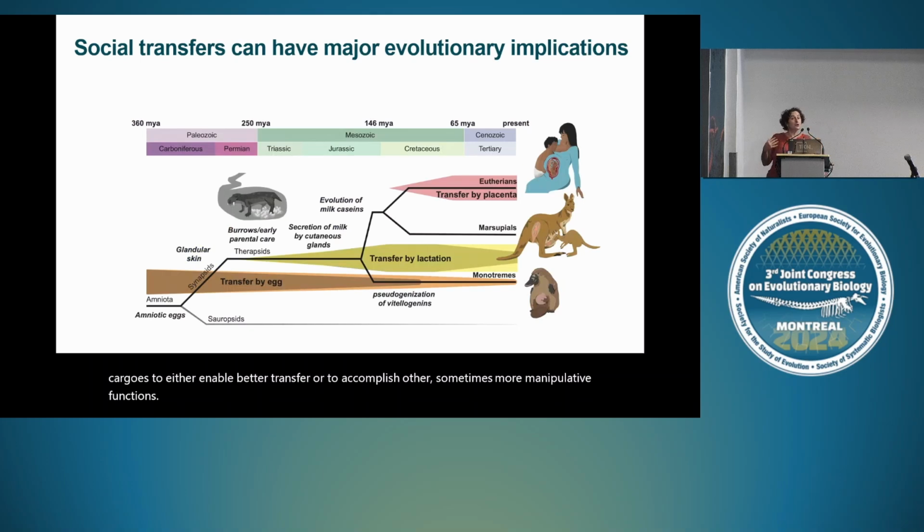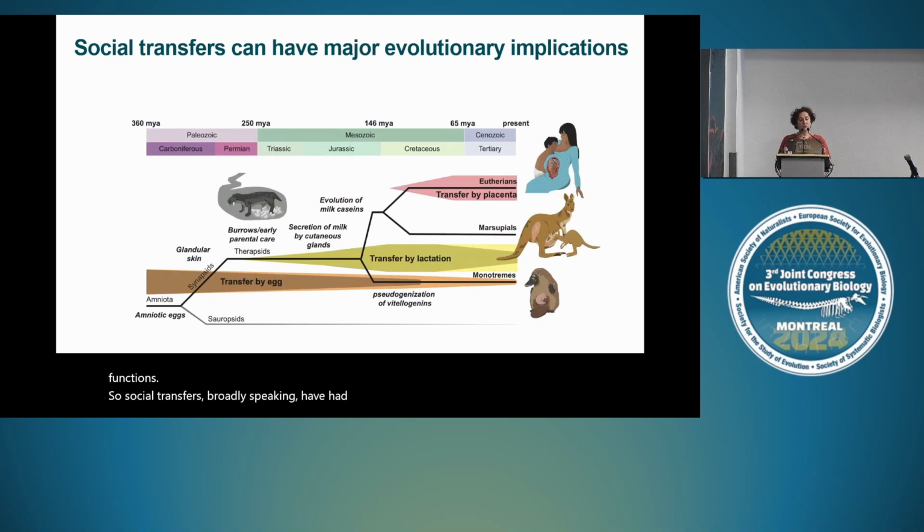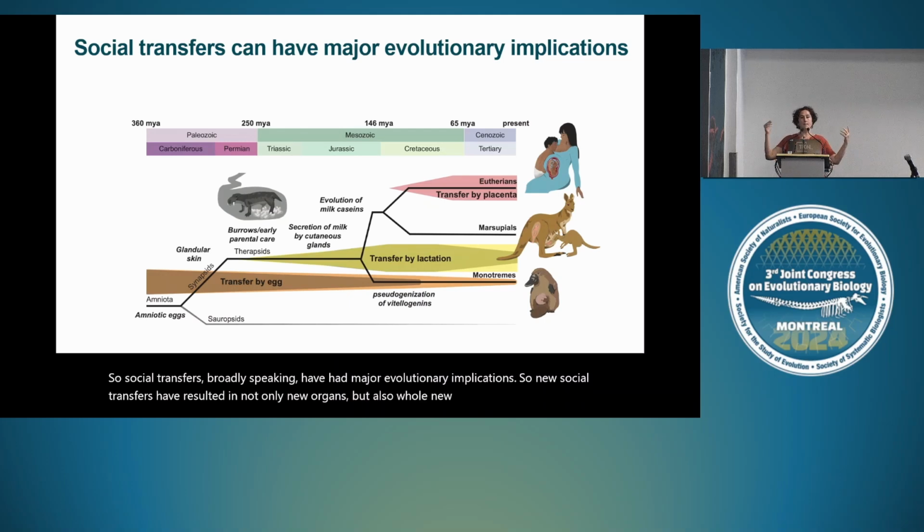Social transfers, broadly speaking, have had major evolutionary implications. New social transfers have resulted in not only new organs, but also whole new secretion systems. Mammalian sweat glands, for example, have transformed to nourish young, and now all extant mammals rely on that social transfer. These innovations have led to profound shifts in ecology and evolution.